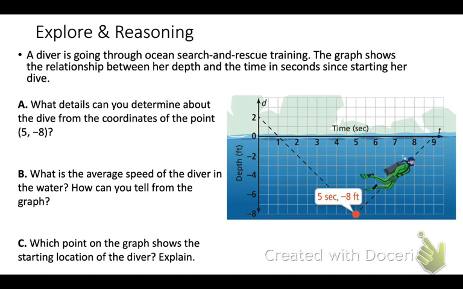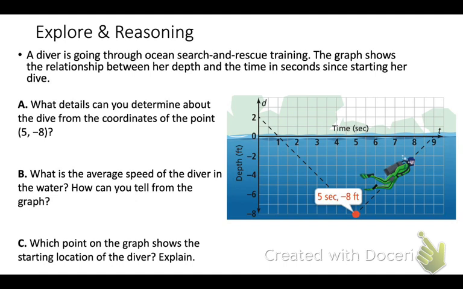So a diver is going through ocean search and rescue training. The graph is showing the relationship between the depth and the time in seconds since starting her dive. It says, what details can you determine about the dive from the coordinates of the point (5, -8)? So what can you tell about this graph by (5, -8)?